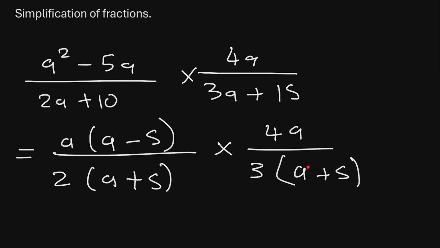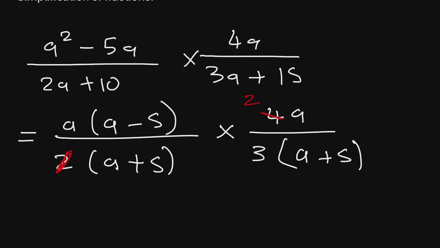Now you can see this 2 here will cancel out with 1, 2 of the 4. Remember, what is at the bottom will cancel out with everything at the top. So 4 divided by 2, the answer is 2, and we just have 2a left there. If there's nothing more we can do, we just multiply these things out: what is at the top will multiply with what is at the top, and what is at the bottom will multiply with what is at the bottom.